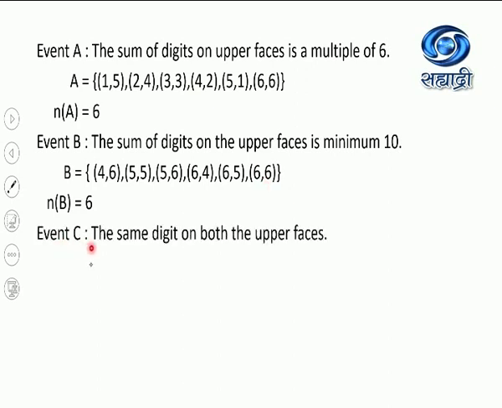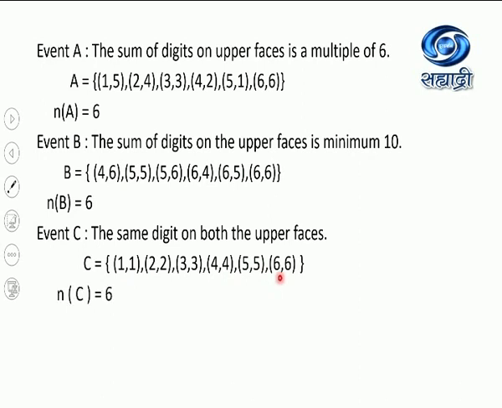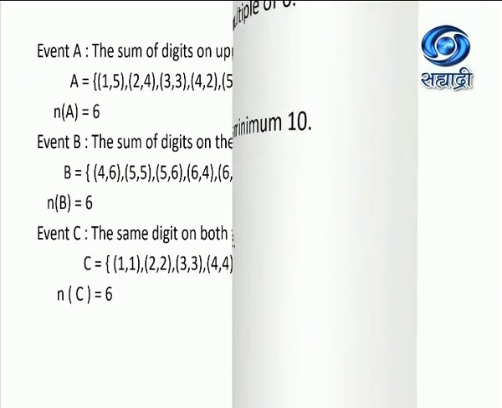Now for event C, the same digits on both the upper faces. That is (1,1), (2,2), (3,3), (4,4), (5,5), (6,6). So how many total elements? 1, 2, 3, 4, 5, 6. Here also 6. Therefore, n(C) is equal to 6. So children, these types of questions are going to be asked for 3 marks. Why? Because here there are 3 conditions. Therefore, it will be asked for 3 marks.